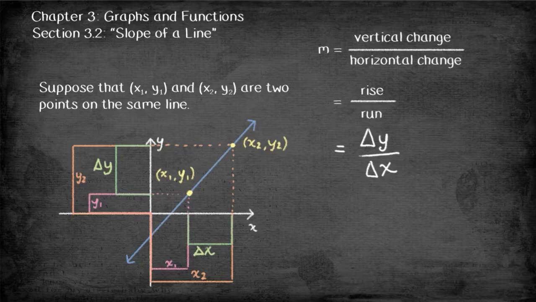How do we figure out what delta y and delta x are? Well, remember that it's the change. So to get the length of the line segment of delta x, I would have to look at the length of the line segment of x2, and I would have to subtract out the length of x1. So that delta x would really just be x2 minus x1.